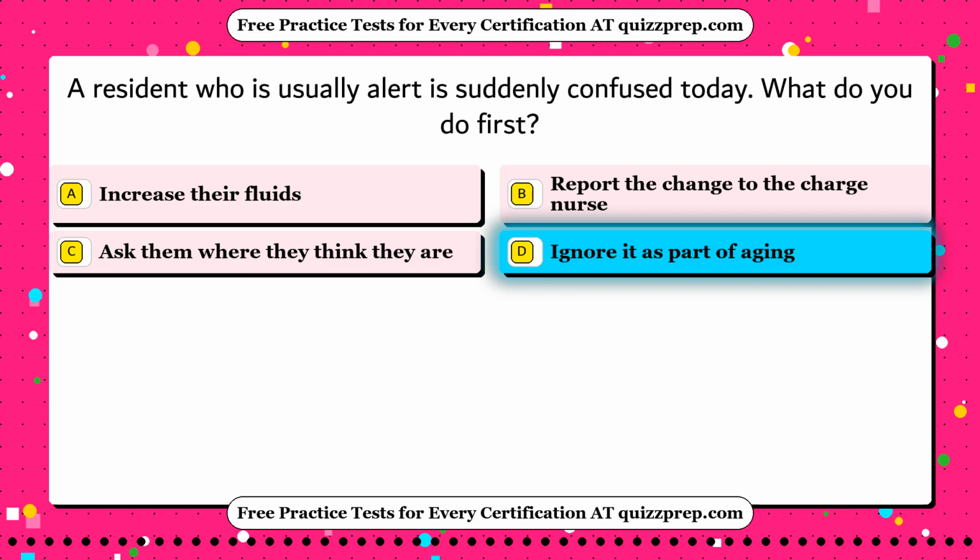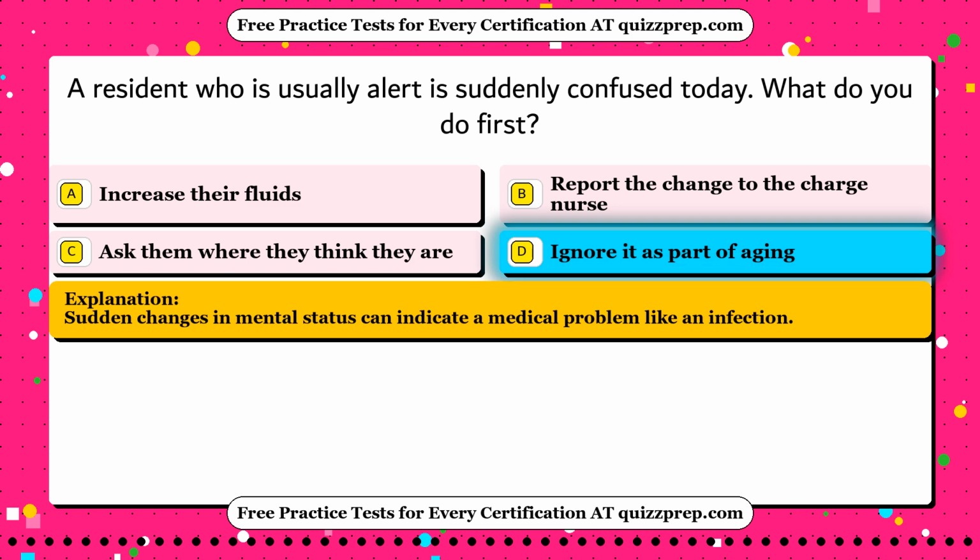The correct answer is option D, ignore it as part of aging. Sudden changes in mental status can indicate a medical problem like an infection.